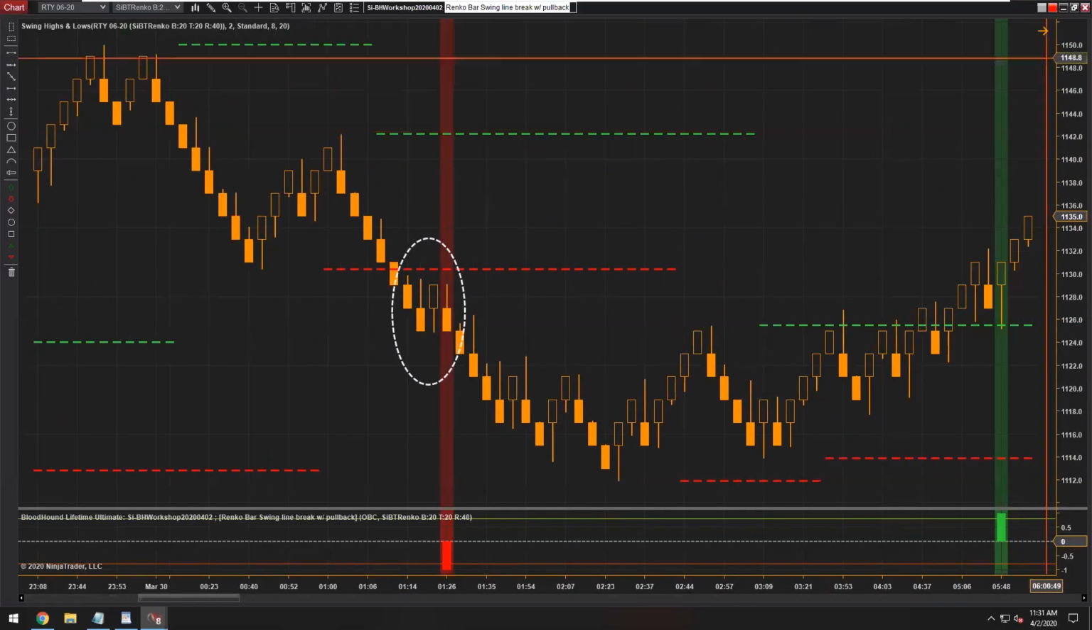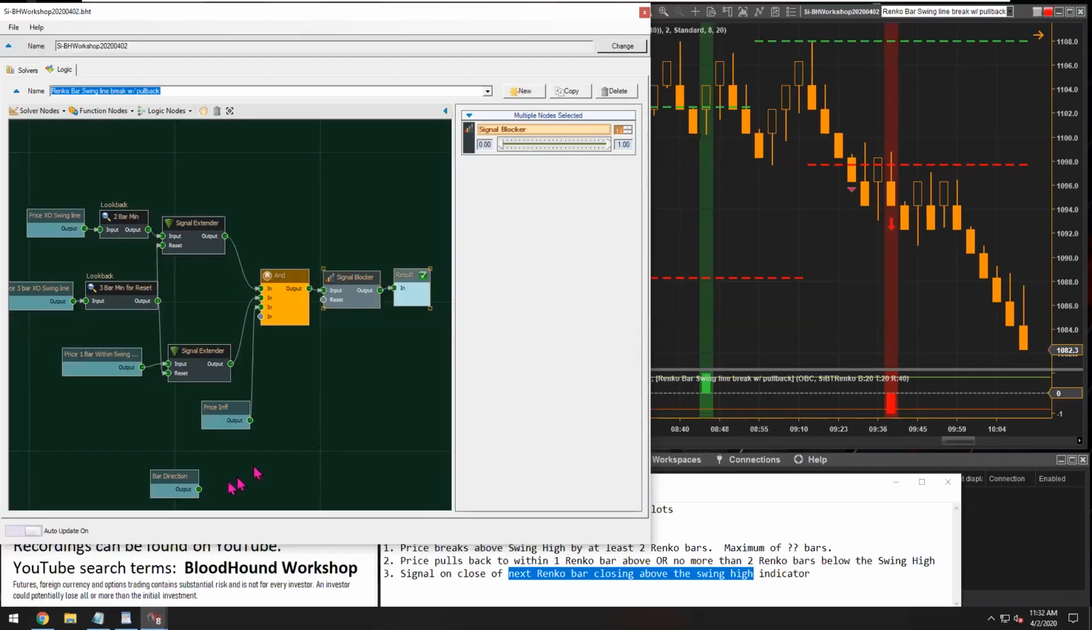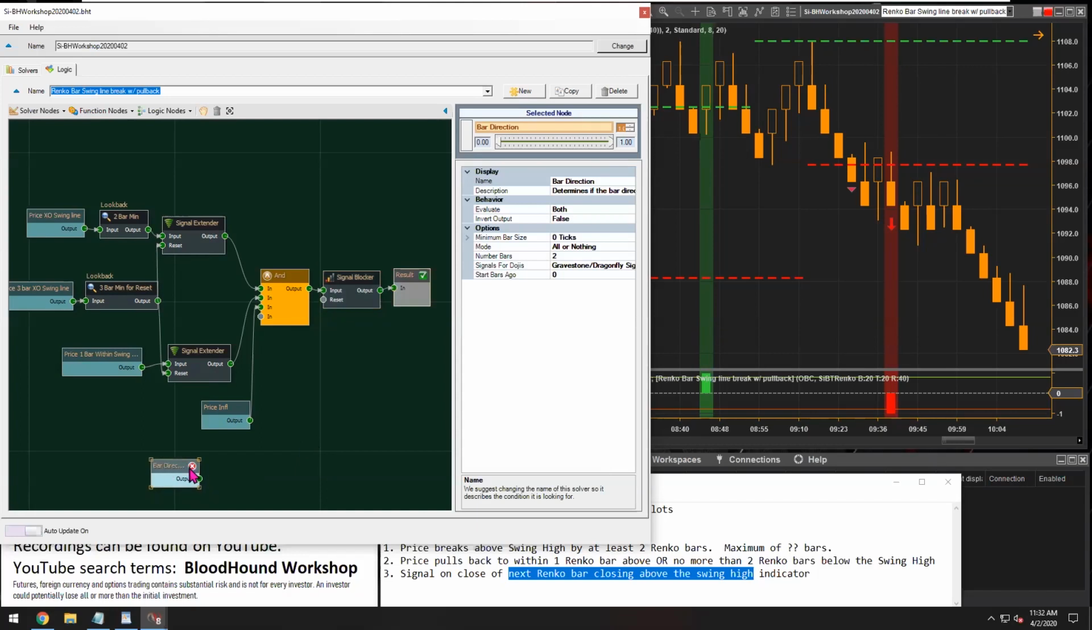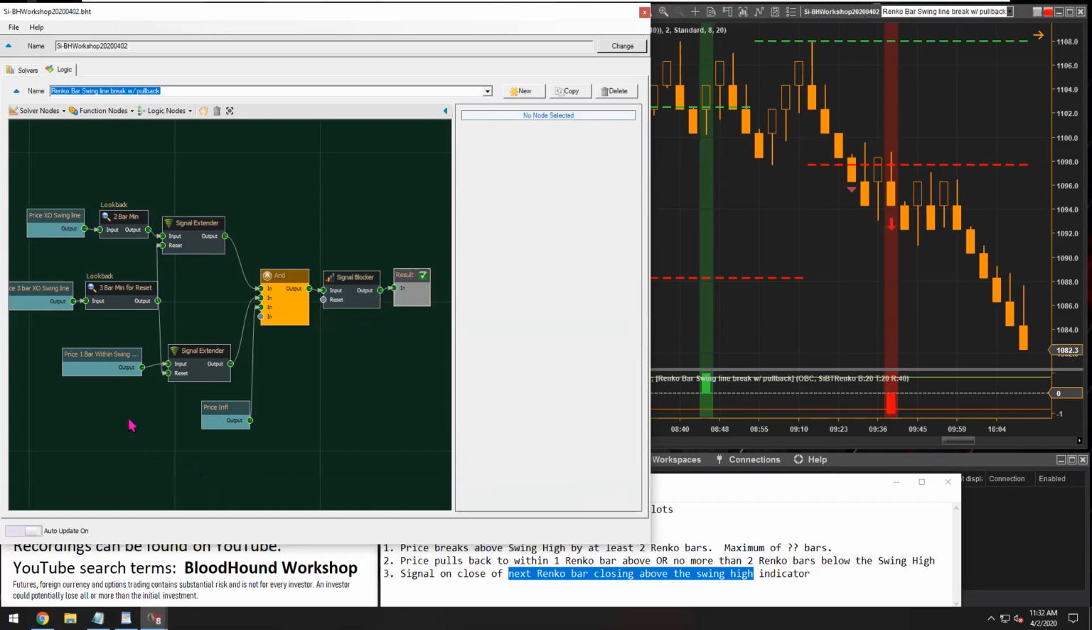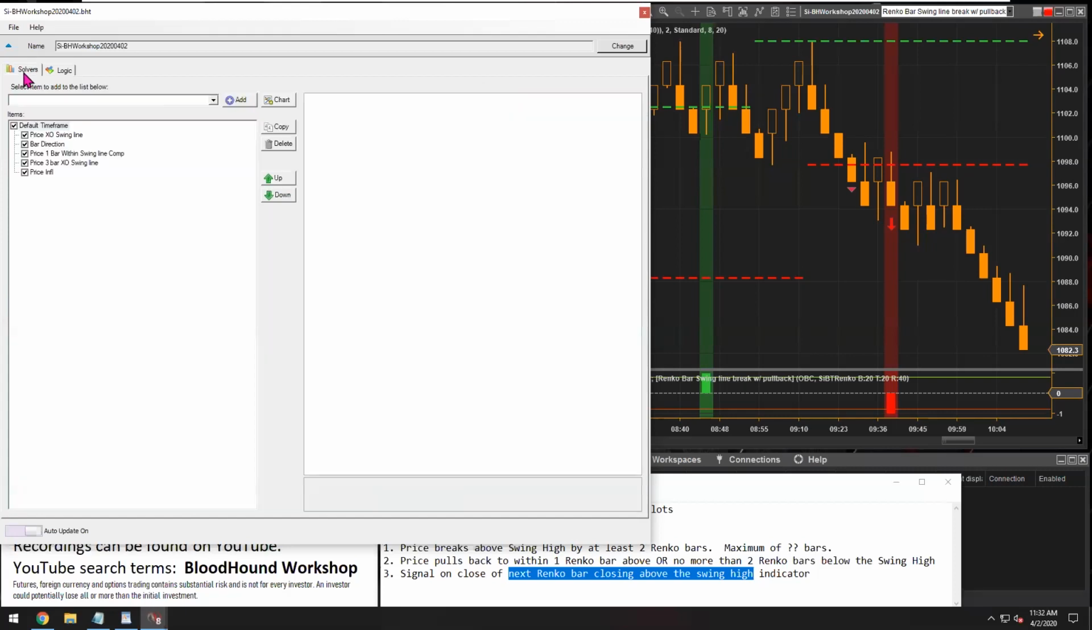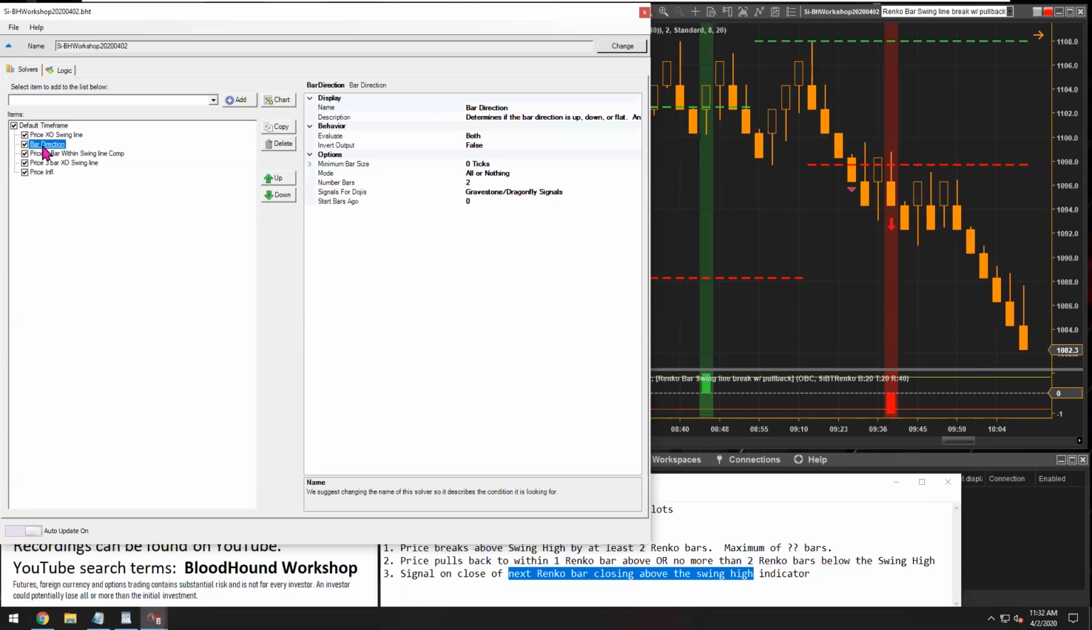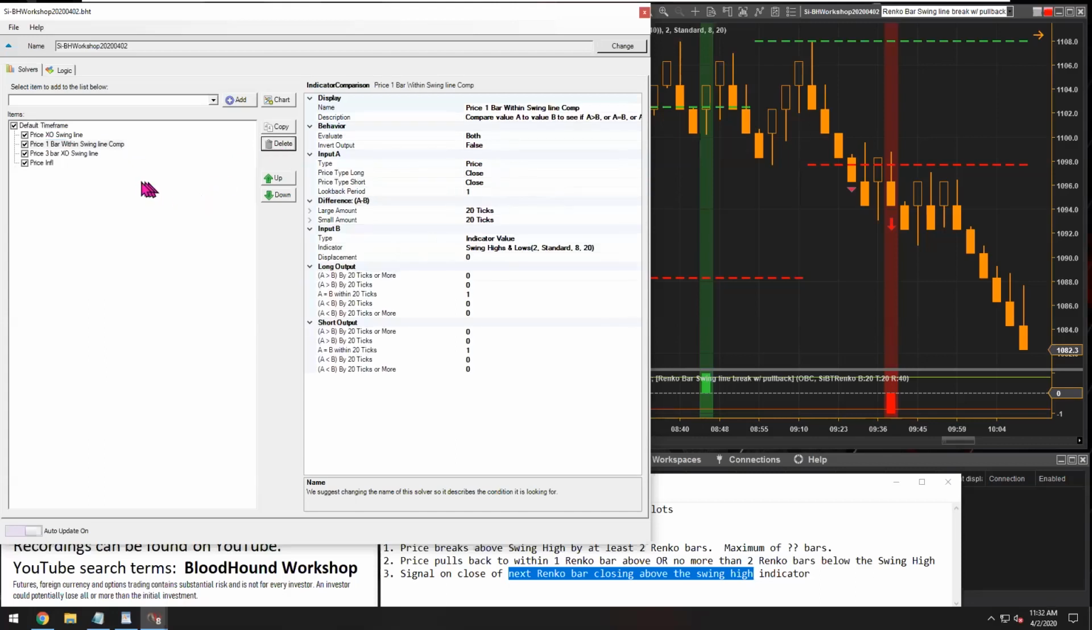All right, there we go. So that was that. And actually I didn't need the bar direction, so I will just delete that. And then I'm also going to go to my solvers tab. You guys should keep your list of solvers cleaned up here, because just remember, every solver requires CPU resources. It's best to remove anything that's unwanted. And so there's that bar direction solver, so I can hit delete. There we go. Get rid of it.